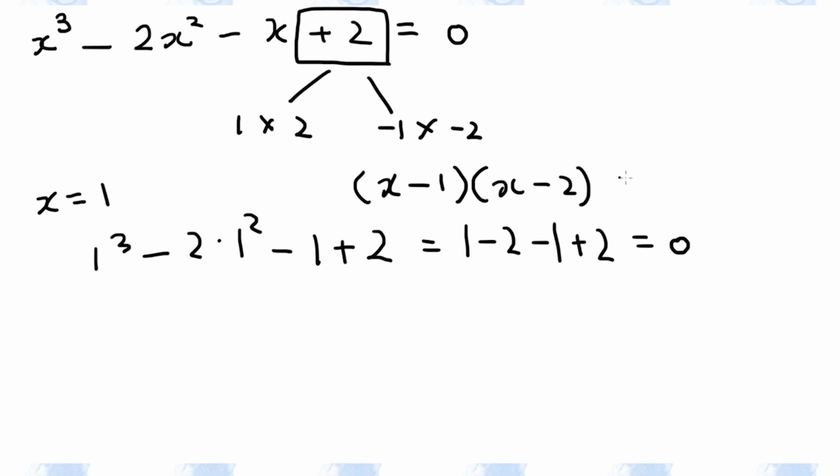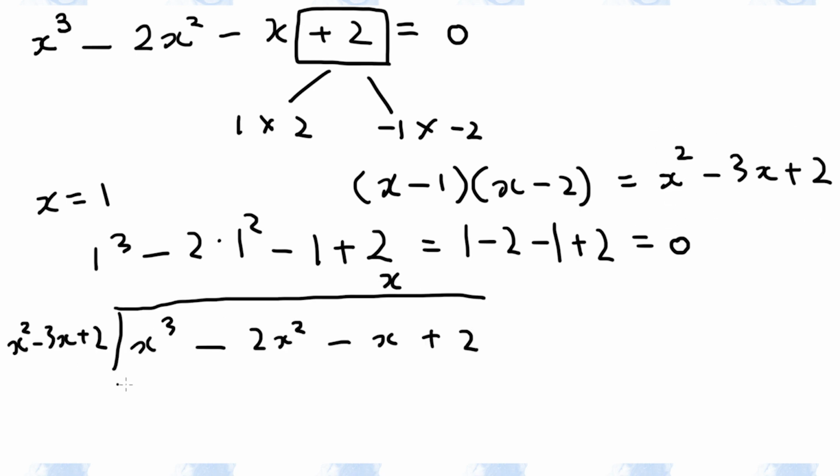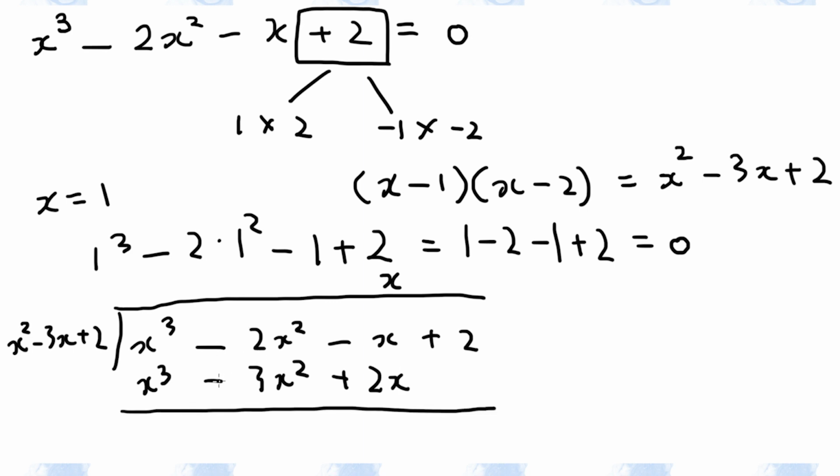X minus 1 times x minus 2 is x squared minus 3x plus 2. So let's divide this cubic function by this quadratic function to find the remainder. X times x squared is x cubed. X times minus 3x is minus 3x squared. X times 2 is plus 2x. Minus 2 minus minus 3 is 1. Minus 1 minus 2 is minus 3. This is exactly the same as this, so we have plus 1.